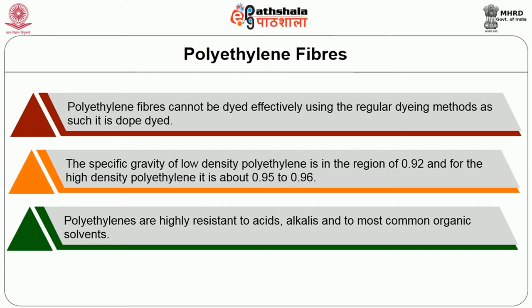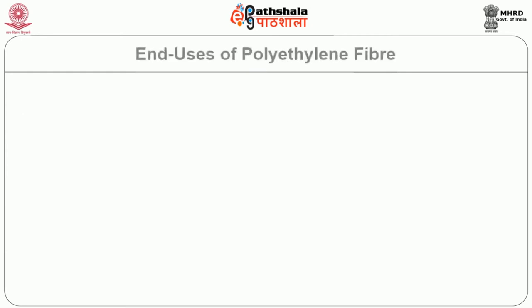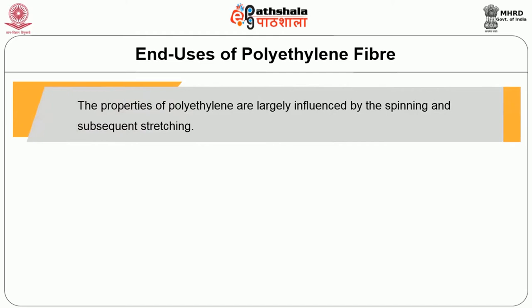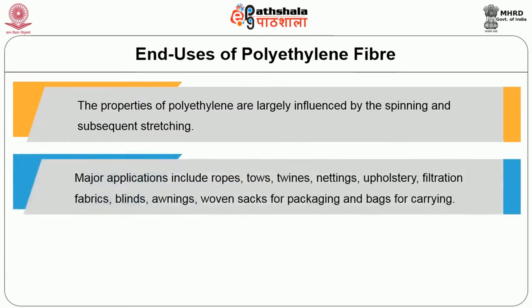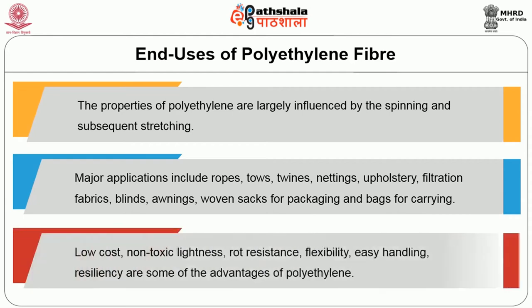Now, a brief look at the end-use applications of polyethylene fibers. The properties of polyethylene are largely influenced by the spinning and subsequent stretching, which influence the orientation of the molecules. Major applications include ropes, twines, tows, nettings, upholstery materials, filtration fabrics, blinds, awnings, woven sacks for packaging, and bags for carrying. Low cost, non-toxicity, lightness, rot resistance, flexibility, ease of handling, and resiliency are some of the advantages of polyethylene.